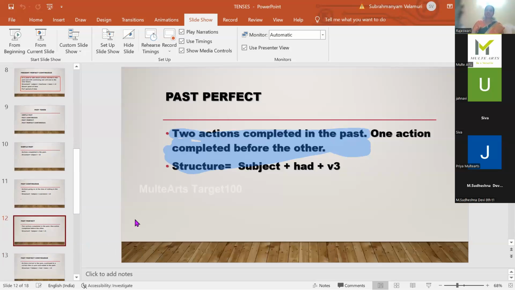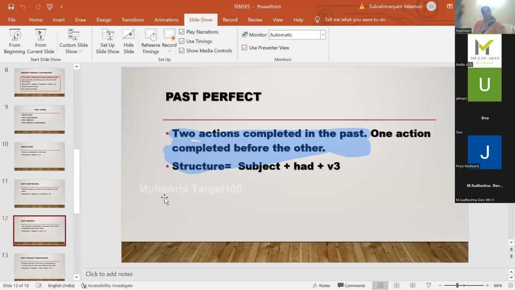The next, third one is past perfect. Here, the most difficult thing to identify, present versus past, is that there will be two actions. When it comes to the present, there will be only one action, just a completed action, and you'll be using has or have. But when you come to past perfect, you will definitely have two actions. Both are completed in the past.